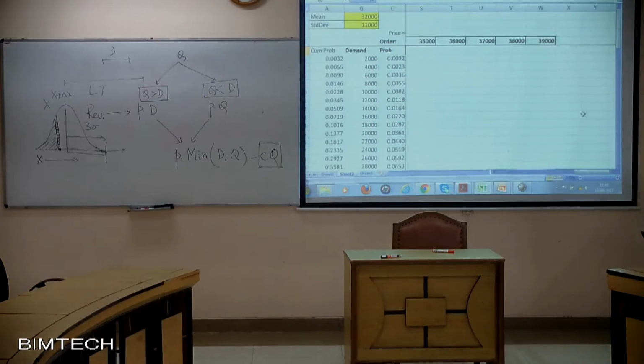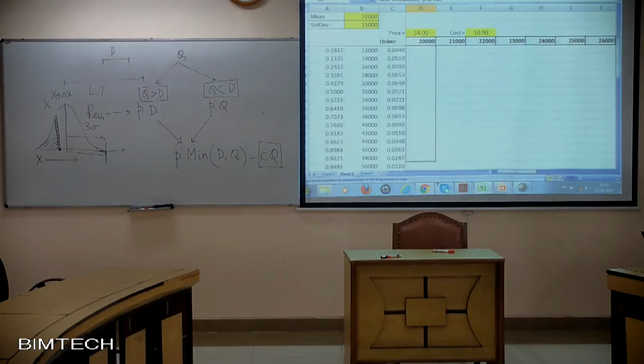You can go beyond 39,000 as well. But what I'm doing is basically I'm inspecting the expected profit figures and seeing that maybe my optimal order quantity is going to lie between 20 and 39. If that is the case, then I don't want to do extra or excess work unnecessarily. So I'm going to just take this window or range of my order quantity. Good. So what I do is I copy this value down.